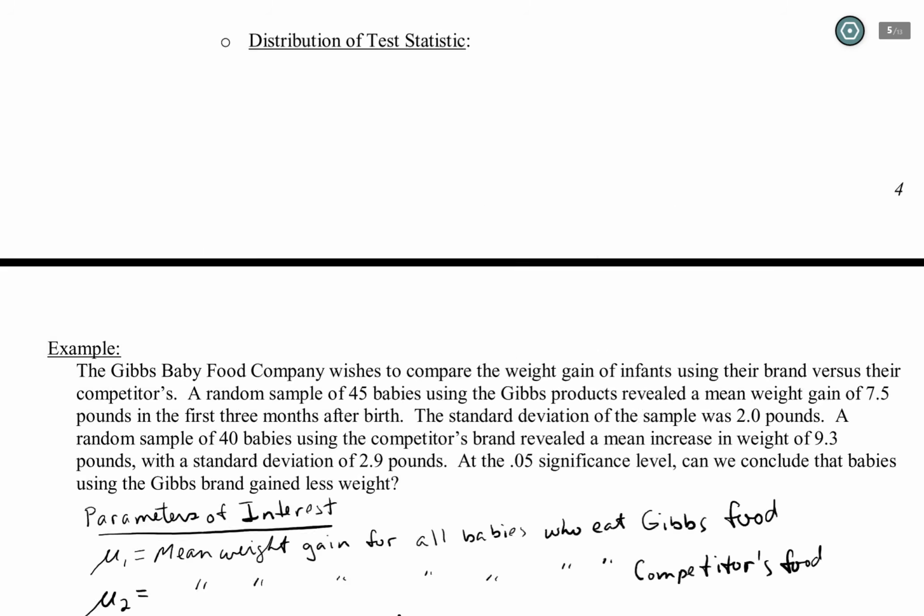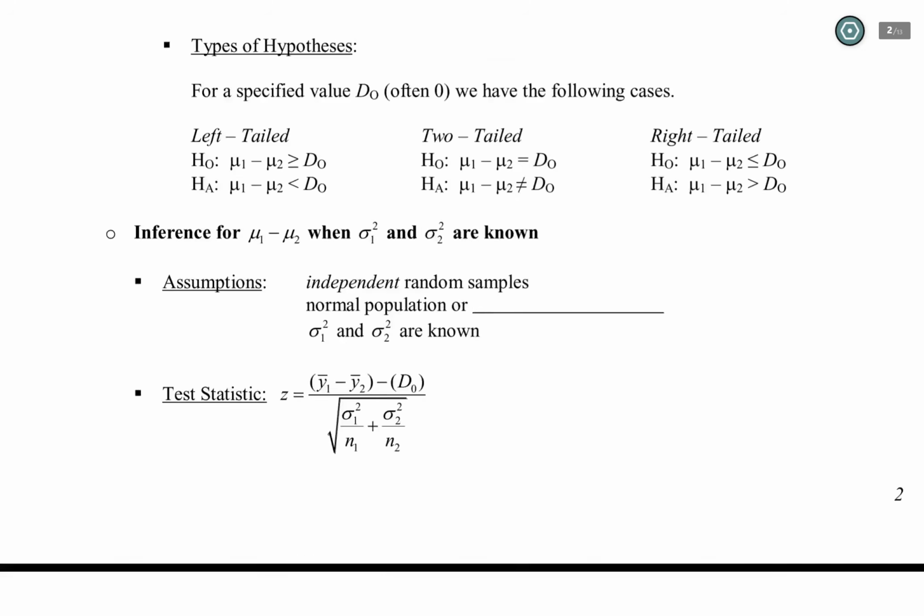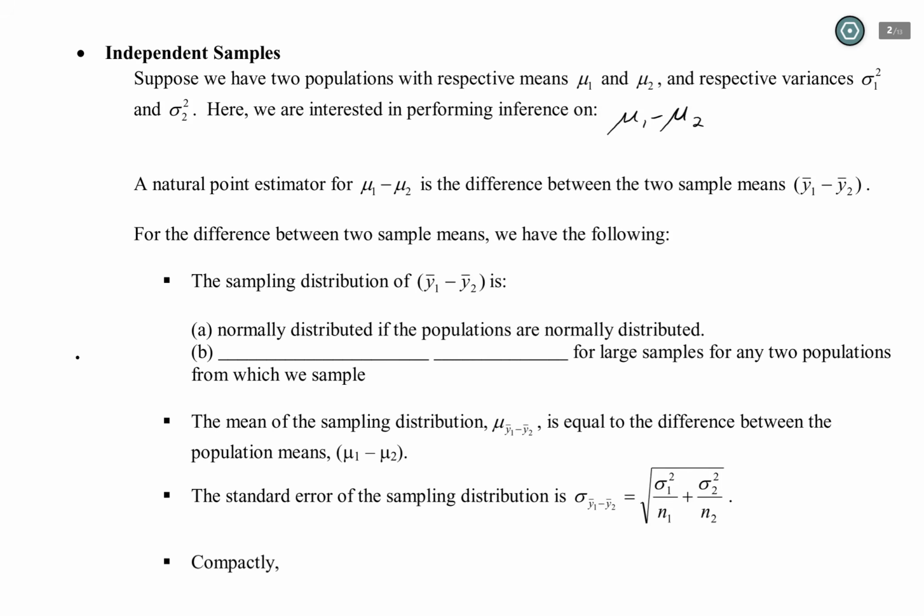Okay, so let's go back to the development of our statistical methods here with that in mind. But the big picture right now is that we want to do inference on the difference of two population means. Okay, a natural point estimator for mu1 minus mu2 is the difference of the two sample means, which is given by this expression here. All right, so we're going to use that as our point estimator. We're going to use that as our starting point to develop an inferential technique for mu1 minus mu2.